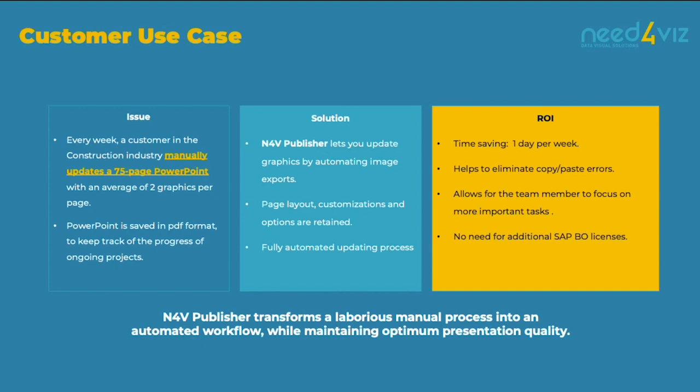So what's the return on investment here for this organization? The return is a time savings. That person is saving 1 day a week with respect to their role in updating those 75 pages. It helps to eliminate the copy and paste errors. Also, it allows the team member to focus on more important tasks. As well, there's no need, again, for additional SAP Business Objects licenses in order to do this. So N4V Publisher transforms a laborious manual process into an automated workflow while maintaining optimum presentation quality.